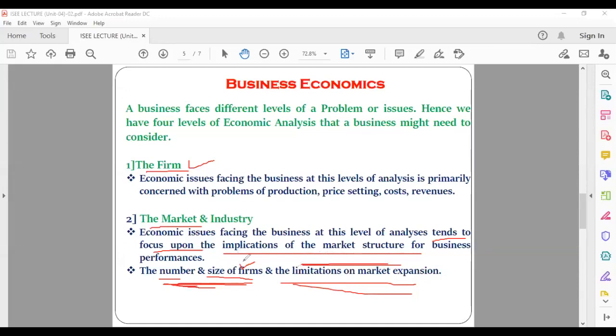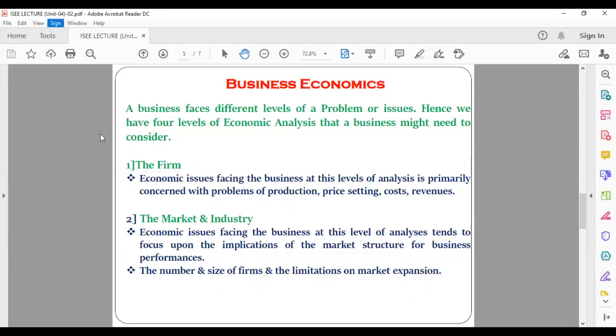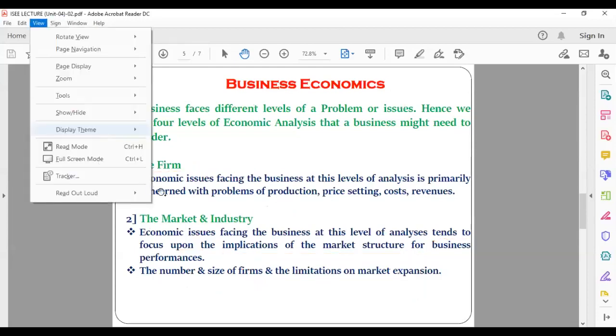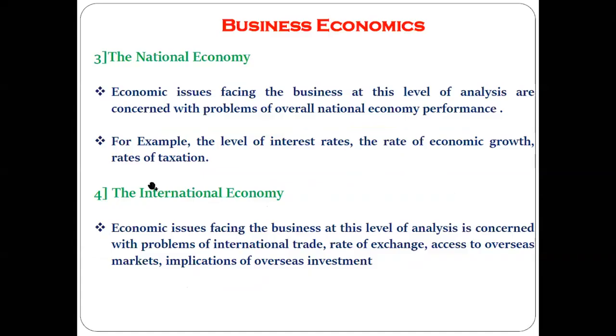So all these things related with market capturing and improving business performance come at which level? Second level, understood? Then we have the third level, at which also the businesses may have to face problems and issues, and for that they need to do economic analysis. The third level is what? The national economy.